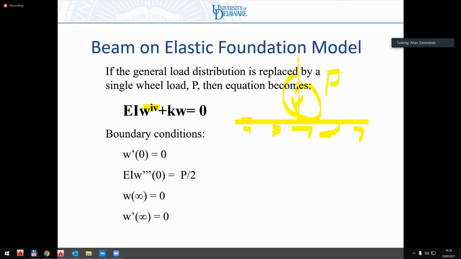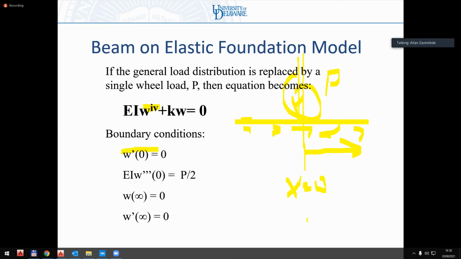I need 4 boundary conditions. If I pick my x equals 0 point to be right where my wheel is, so at x equals 0, I have my wheel. So my 4 boundary conditions: at x equals 0, the slope is 0. Why? Because it deforms symmetrically under the wheel. The track is symmetric. So if it's symmetric, it means the instantaneous slope is going to be 0. I know the force P here.